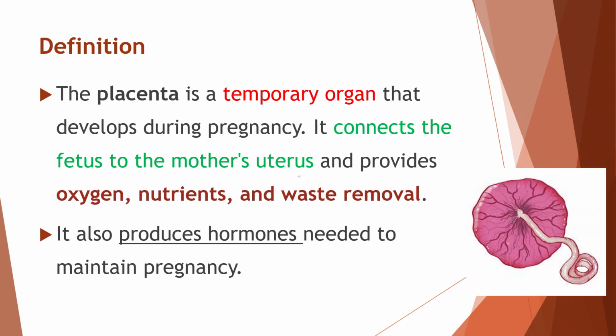The placenta also produces important hormones such as progesterone and estrogen, which help maintain pregnancy and support the baby's growth. So in simple terms, the placenta acts as a lifeline between the mother and the baby by providing nutrition, oxygen, waste removal, and hormones needed for a healthy pregnancy.